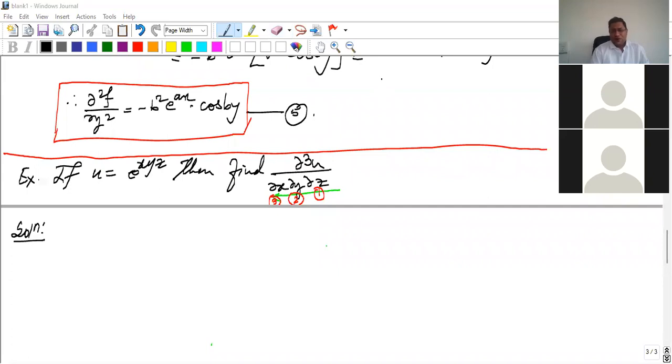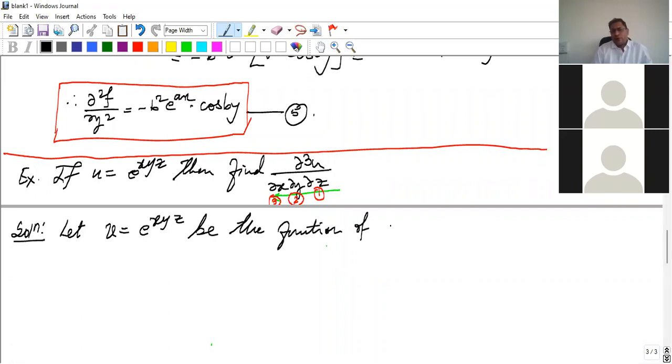Okay, so good try. And let us have the steps. That's why the steps are important. Somebody asked me, can we write directly? So let us see what happens. Let u is equal to e raised to xyz be the function of x, y, and z.